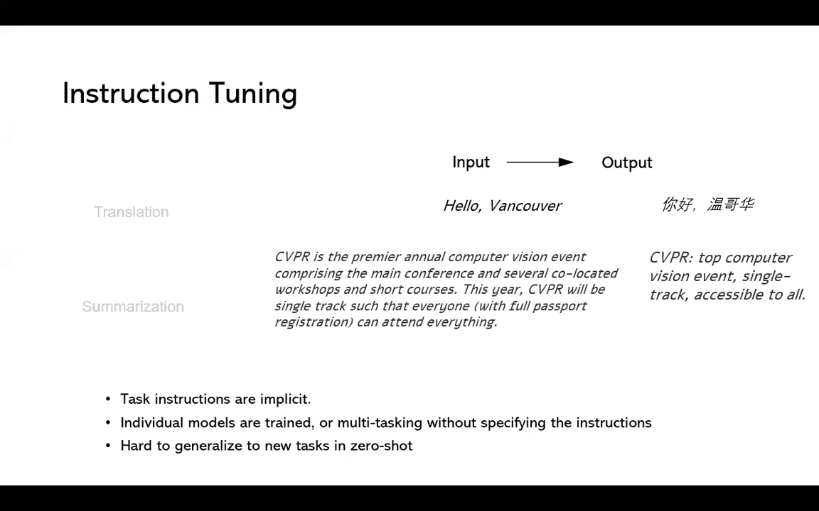What people did is train individual models on each type of data, right? Sometimes they will merge the data together and try to do multitask training. Even with multitask training, they will never specify the task instructions in the training. It means that in the inference stage, it's very hard for the model to know what type of task it will perform. This makes such a trained model hard to generalize to unseen new tasks in the inference stage.